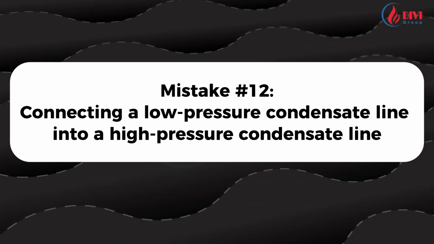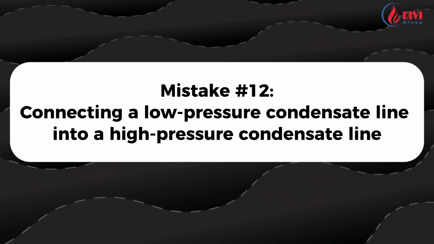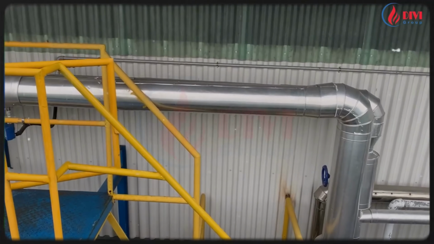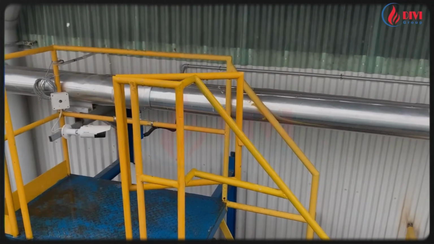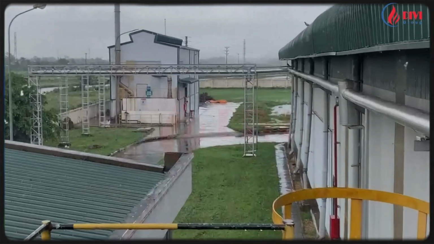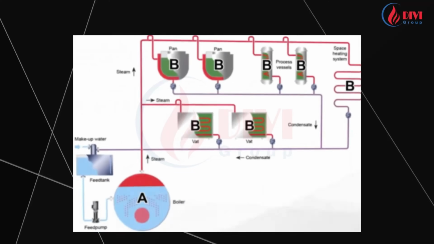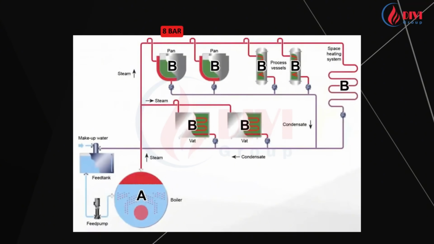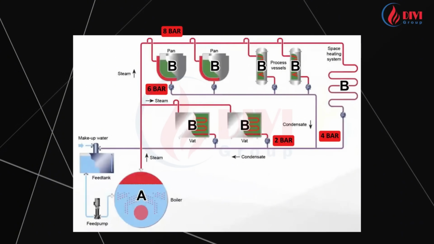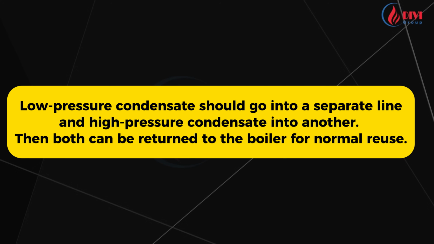Mistake number 12, combining low-pressure and high-pressure condensate lines into one. Many factories operate equipment at different steam pressures but combine the condensate lines before sending them back to the boiler. The higher pressure line forces condensate into the lower pressure line, reducing performance or stopping the low pressure equipment. Separate the condensate lines and recombine them only before returning to the boiler.